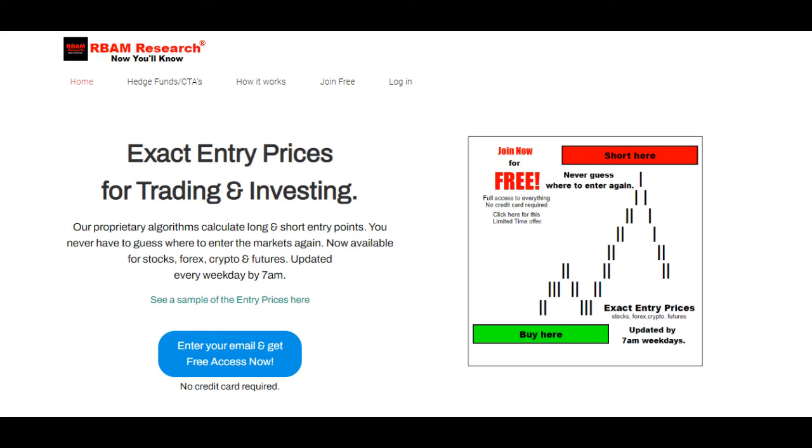The challenge is, where do you get those algorithms? How do you know if they're any good? You can build your own algorithms if you're talented, but that may take you years and a tremendous amount of work.